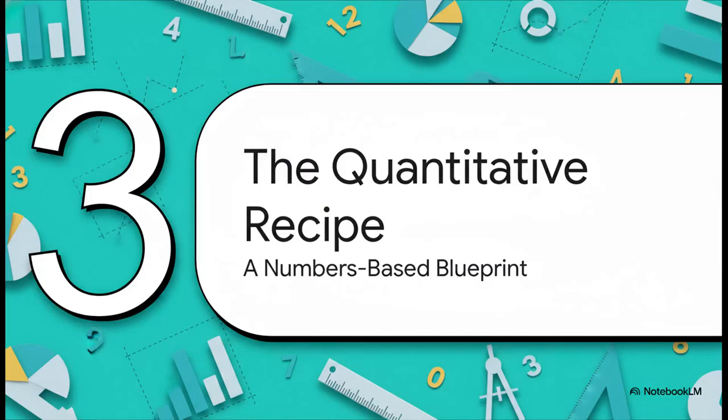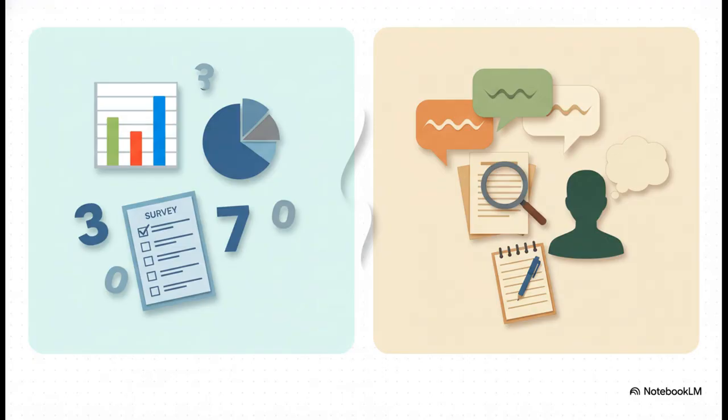Now that we have that core idea down, let's get into the nitty-gritty. We're going to start with the quantitative recipe. This is the blueprint for any research that's built on numbers. But first, it's really important to see the difference between the two main approaches.